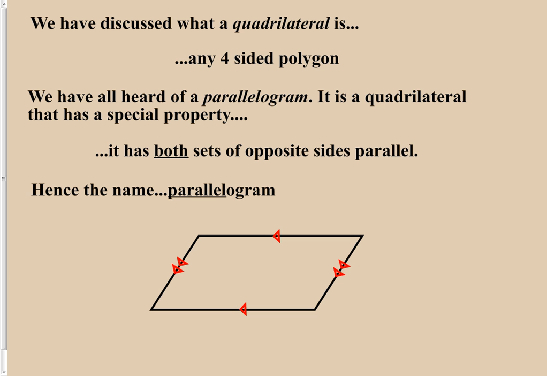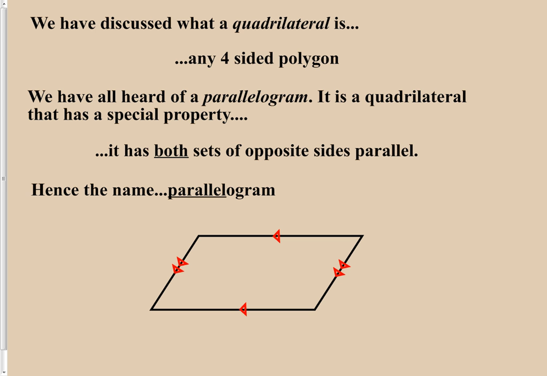We already knew what a quadrilateral was. We had a definition for that. It was any four-sided polygon. Okay, so what we did in this unit is we were looking at all of the different types of four-sided polygons that we had, as well as their properties. Okay, so we started off with one that most people are familiar with, the parallelogram.